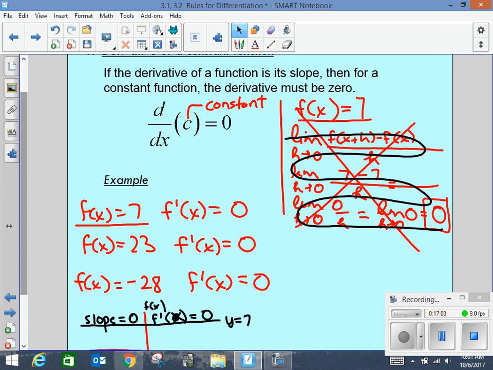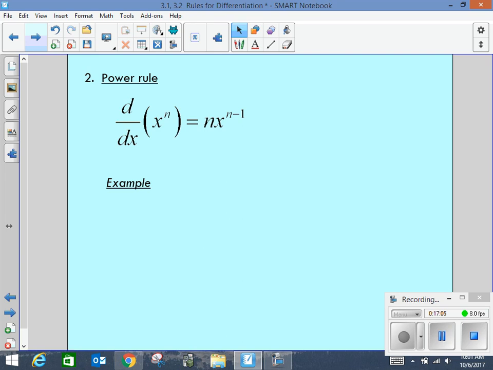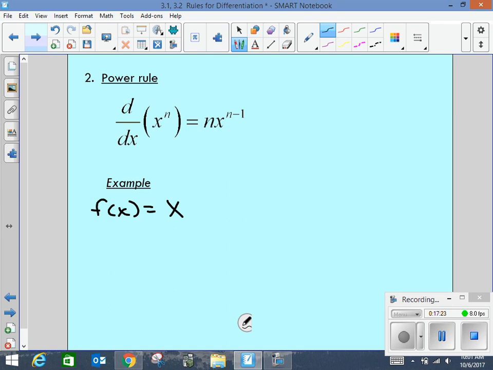All right, ready for number 2? The power rule. All right, the power rule is any x to any power. So, for example, let's let f of x be x to the second. Okay, f of x, x to the first. F of x, x to the third.